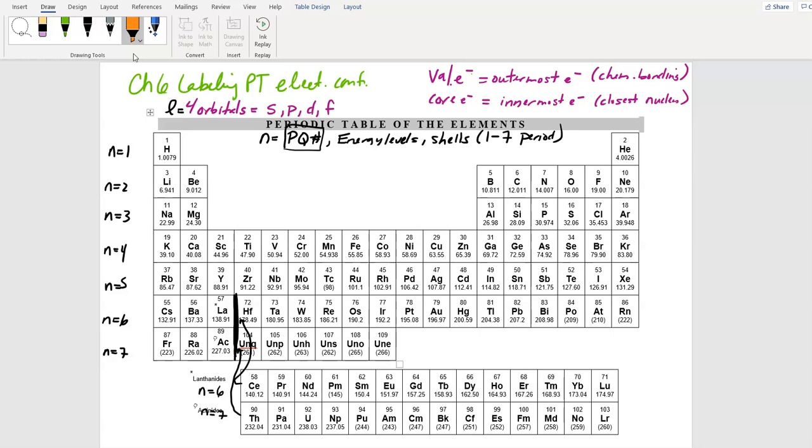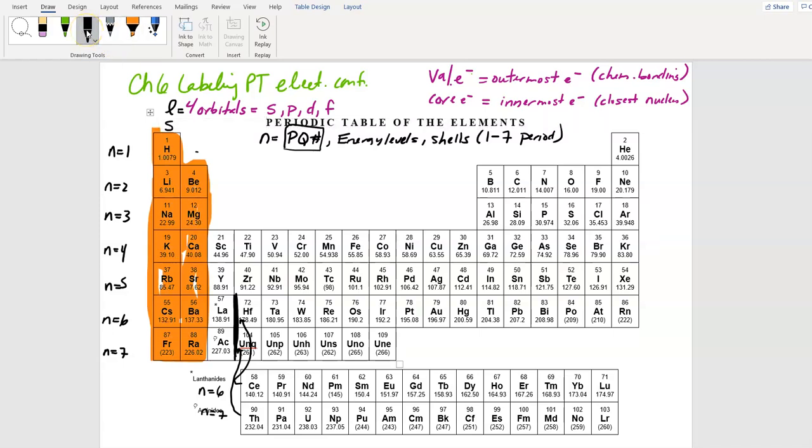These are called the s orbitals. Okay, so all of these, group 1 all the way to group 2, these are your s orbitals. Any valence electrons that come from here are s orbitals. So remember, that's what we're concerned about, the valence electrons. Okay, the next ones are the p's.